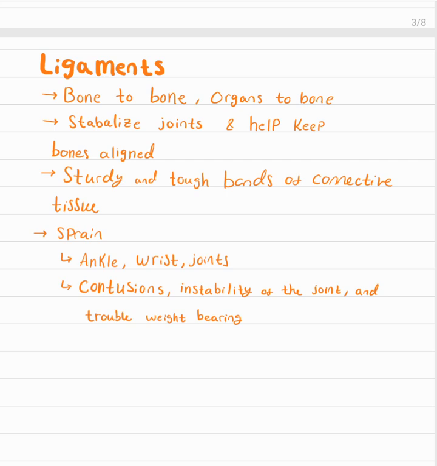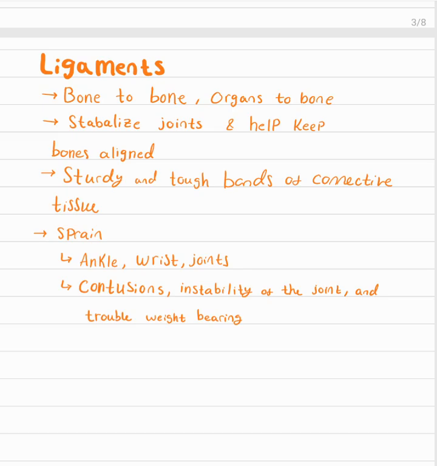So imagine if we just were able to generate force on muscles and we didn't have anything to keep our bones aligned where they're supposed to be. That's where ligaments come in. They're sturdy and tough bands of connective tissue.